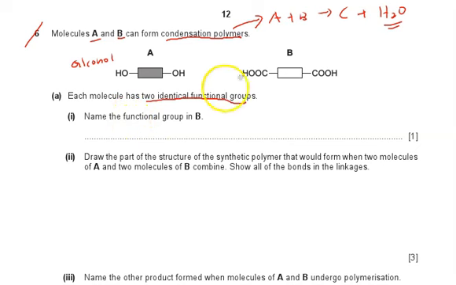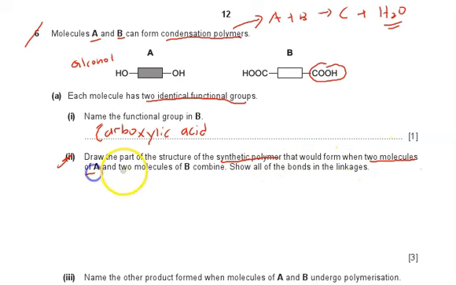Name the functional group at B. The functional group is this. Now they are asking, draw part of the structure of the synthetic polymer that would form when two molecules of A and two molecules of B combine. Show all bonds in the linkage.